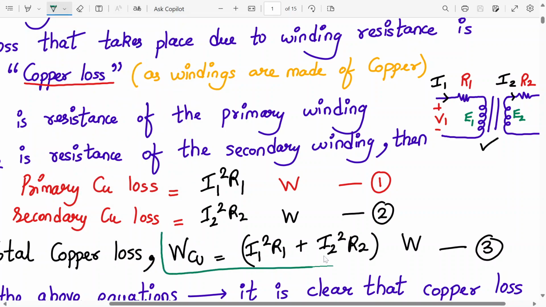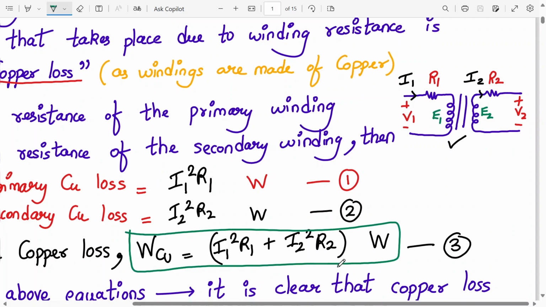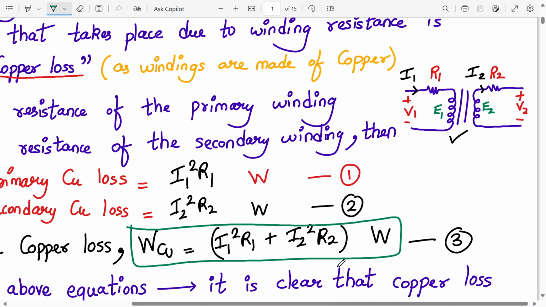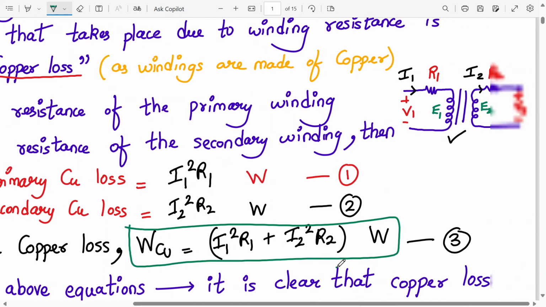The total copper loss, and this diagram. From the above equations 1, 2 and 3, it is clear that the copper loss varies as the square of the currents in the primary and secondary. Have you understood the copper loss? It is very easy. Once you study, you can write it easily in your exam.